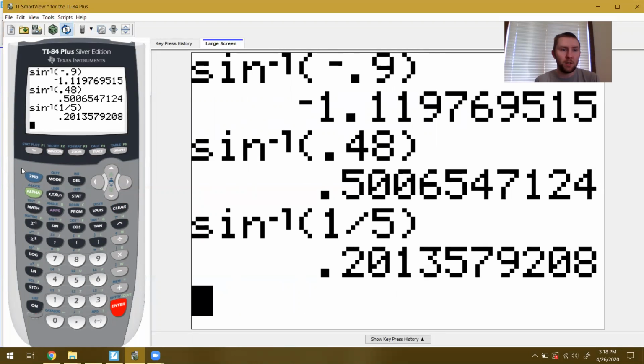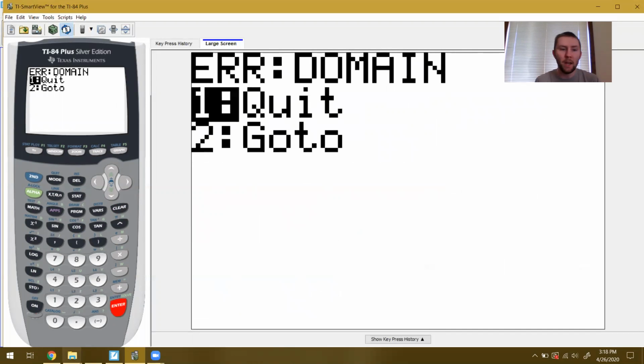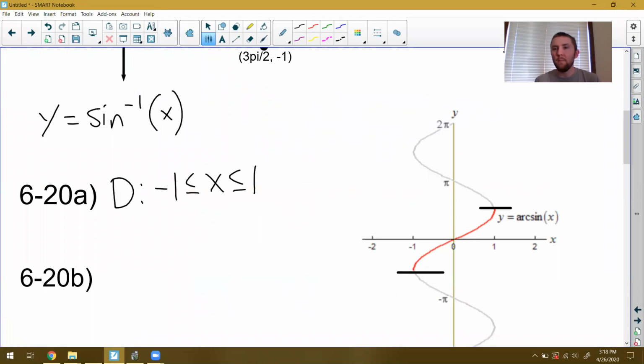The same is true for cosine, right? If I do cosine inverse, and I'll just show you a quick example, cosine inverse of 3, domain error, okay? So the domain means what values am I allowed to put into the function. What I want you to think is the values that we are allowed to put into the sine inverse function are the possible sine values on our unit circle, specifically negative one at the bottom to positive one at the top. That's what I'm allowed to put in.